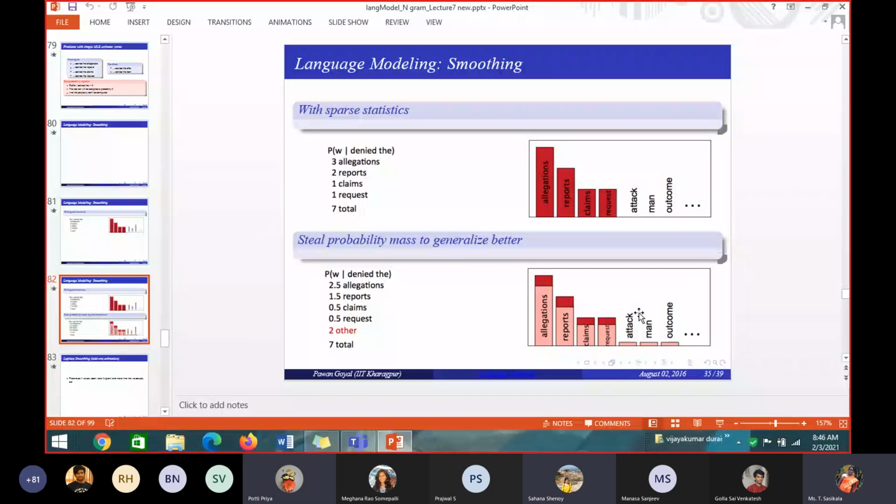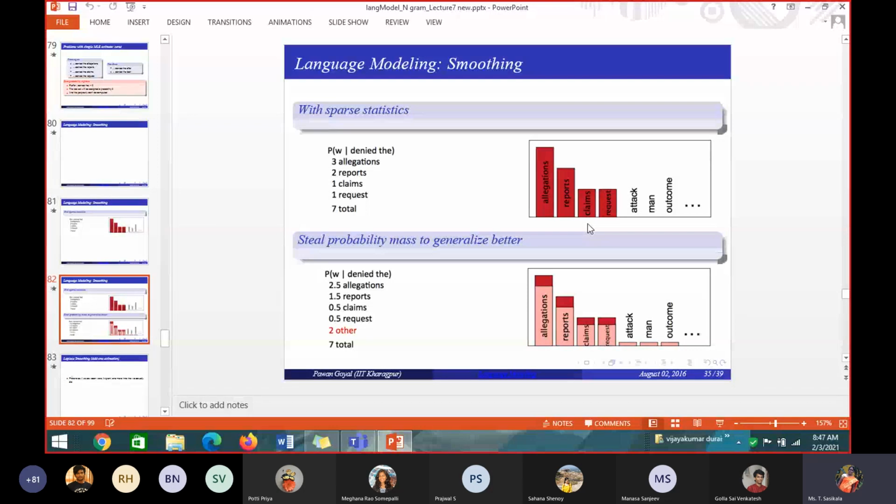Allegation, report, claim, request. So I have to steal. From where do I have to steal and where do I have to give? Steal means I have to take from training to test. From which words do I have to steal and to which words do I have to give? From allegation, report, claims and request, I have to steal some probability mass. How much do I have to steal? I have to calculate now. I steal some probability mass and give it to the words which are not present in the training data. That is, steal some probability from the 4 words and assign the probability mass to the other 3 words in my data.